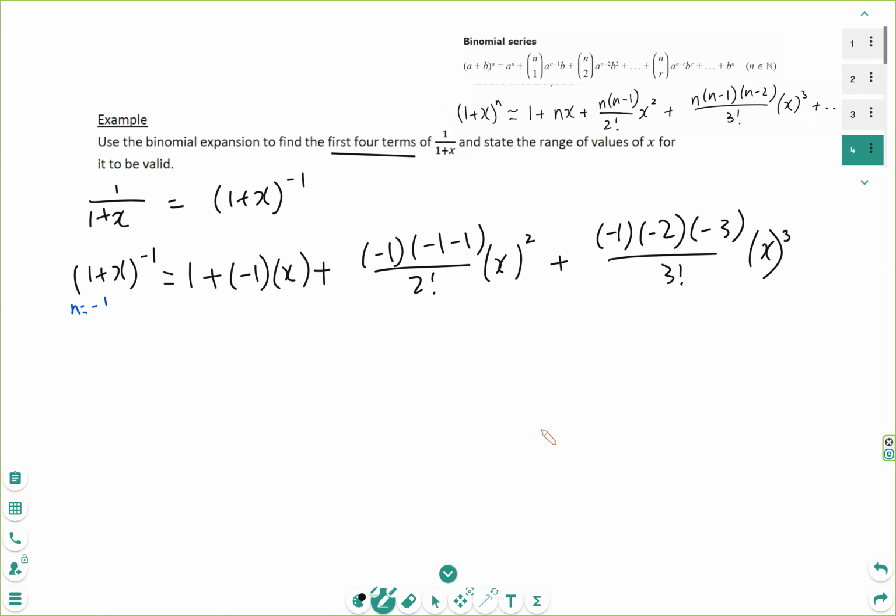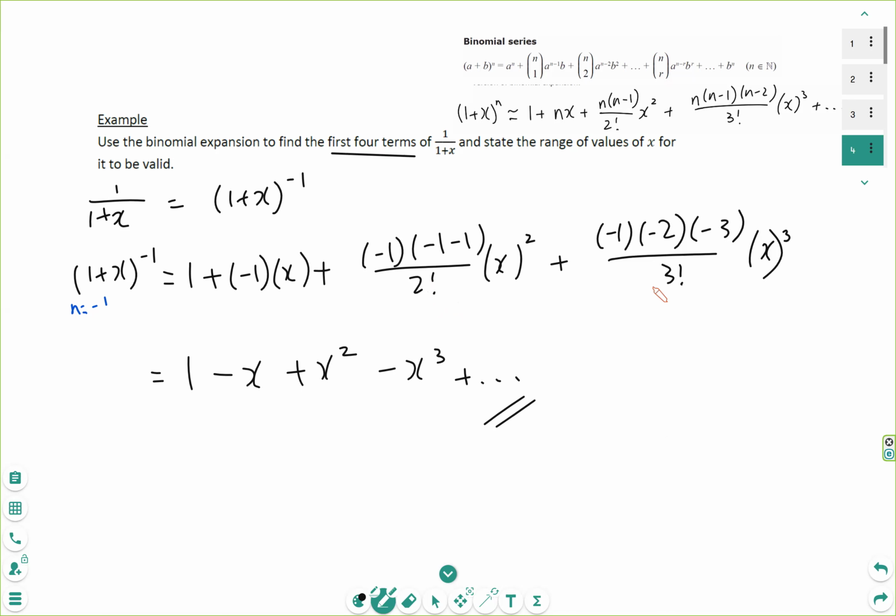Now you can put it in the calculator one by one. If you know how, you should be able to find your factorial button in the calculator. If you don't, you can just do 2 times 1. So it'll be 1 minus x. This fraction simplifies to just 1, so plus x squared, minus x cubed. So that's the answer for part A.